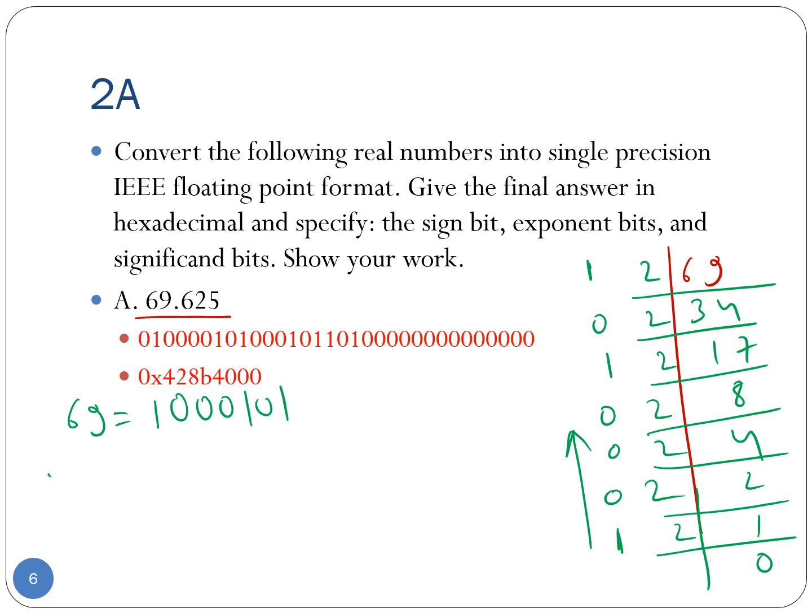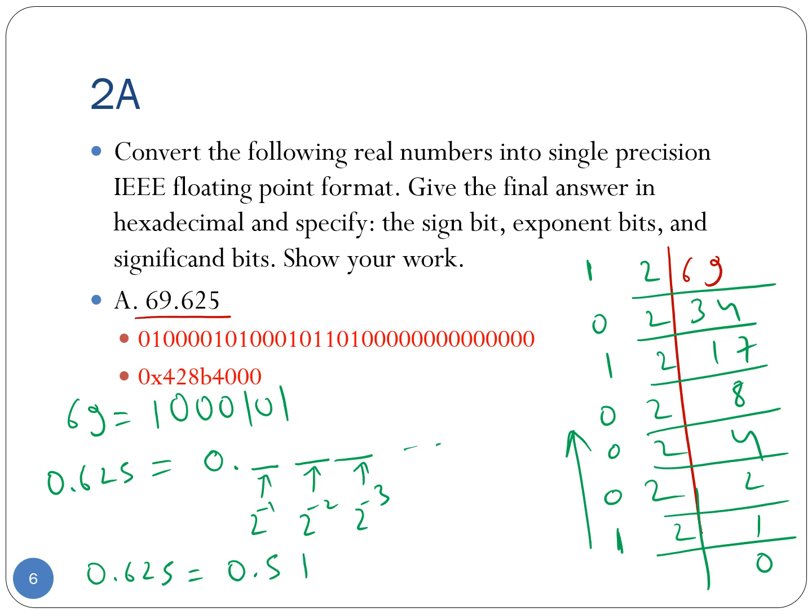Right, now we need to convert 0.625 into binary. So recall that every position after the binary point represents a negative power of 2, actually to the power minus 1, this is to the power minus 2, this is to the power minus 3, and so forth. Right, so basically 0.625 can be written as 0.5 plus 0.125. Notice that 0.5 is 2 to the power minus 1 and 0.125 is 2 to the power minus 3.